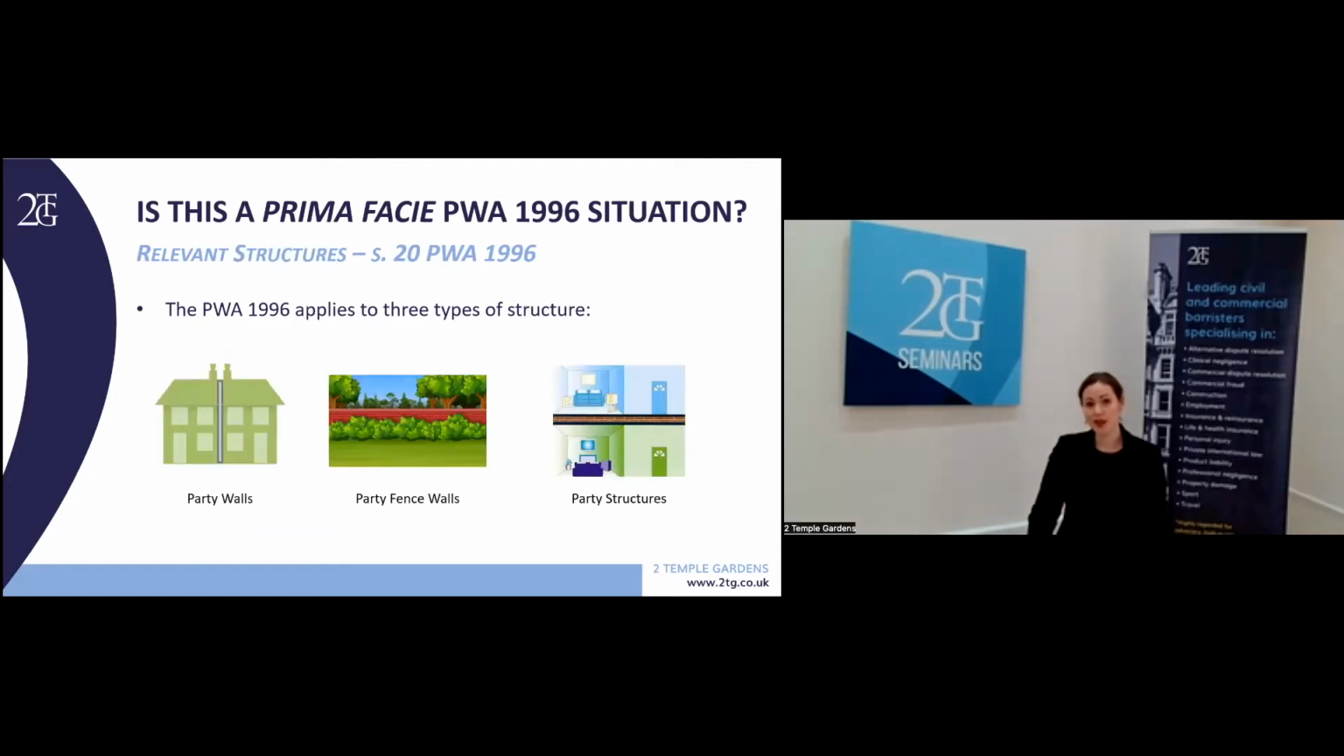After checking the right people are involved, we need to consider whether the work is being carried out on a relevant structure. Again, the definitions are set out in section 20, and should you purchase the new 2TG property damage book, there are handy diagrams in there. But it's worth noting a couple of things in passing. The first is that a party wall might be the classic example you're probably thinking of, which is a wall dividing two adjoining properties that lies on the legal boundary between them. But it also might not.